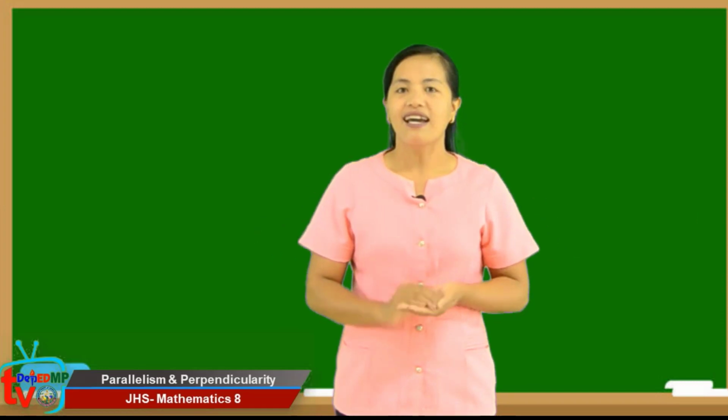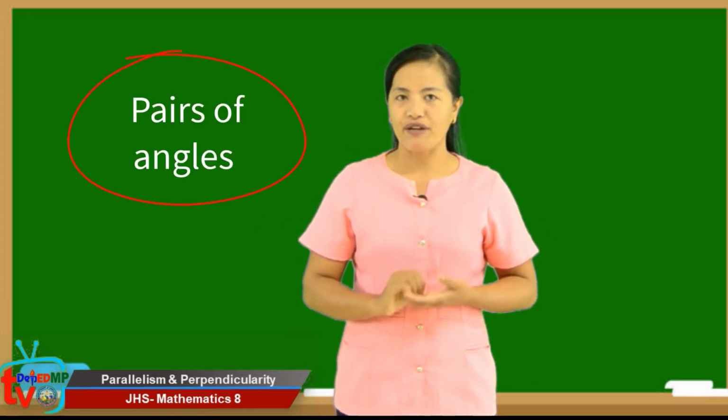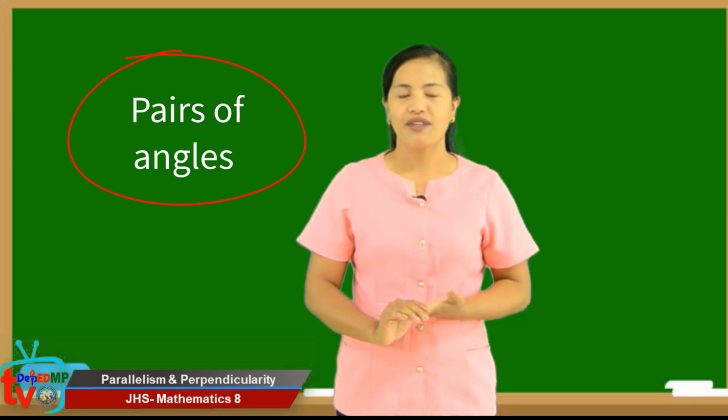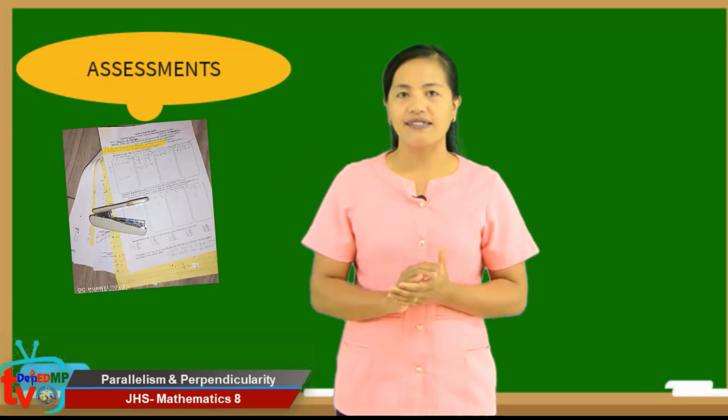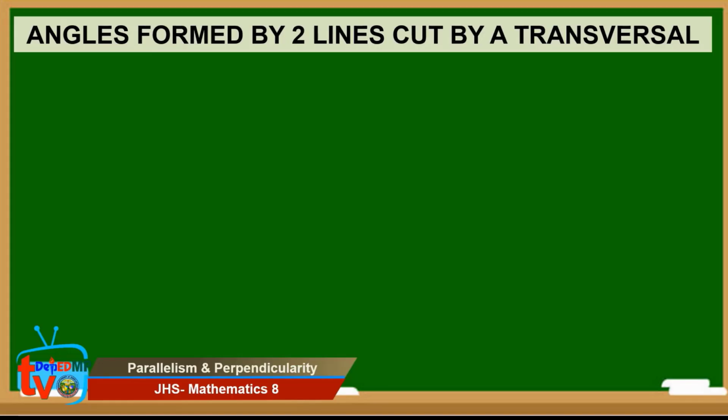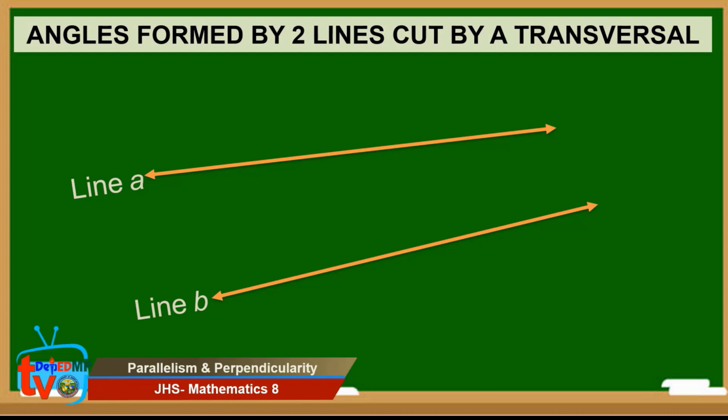Let's get going. Now, we will discuss the pairs of angles formed by parallel lines cut by a transversal. After this, follow-up activities and assessments will be given. To begin with, look at the angles formed when two lines are cut by a transversal. Line A and line B are the two lines which are cut by the transversal line, which is line T. Questions: how many angles are formed? You're right, there are 8 angles.